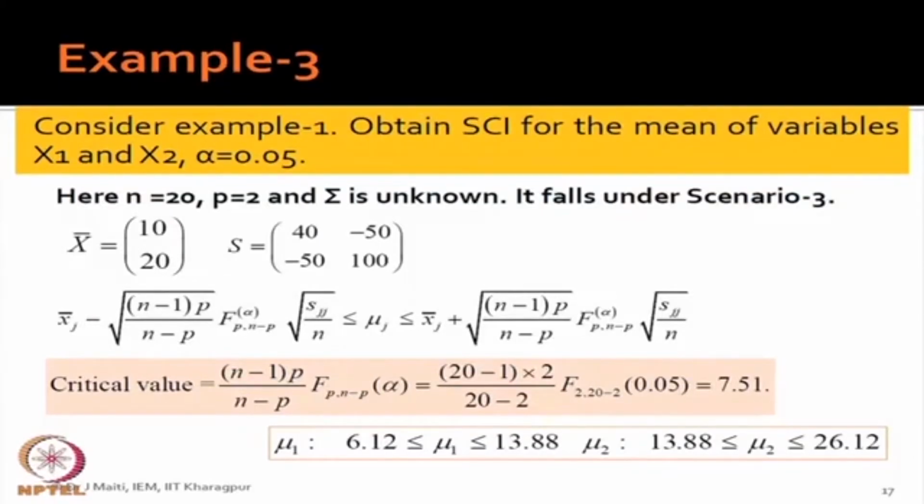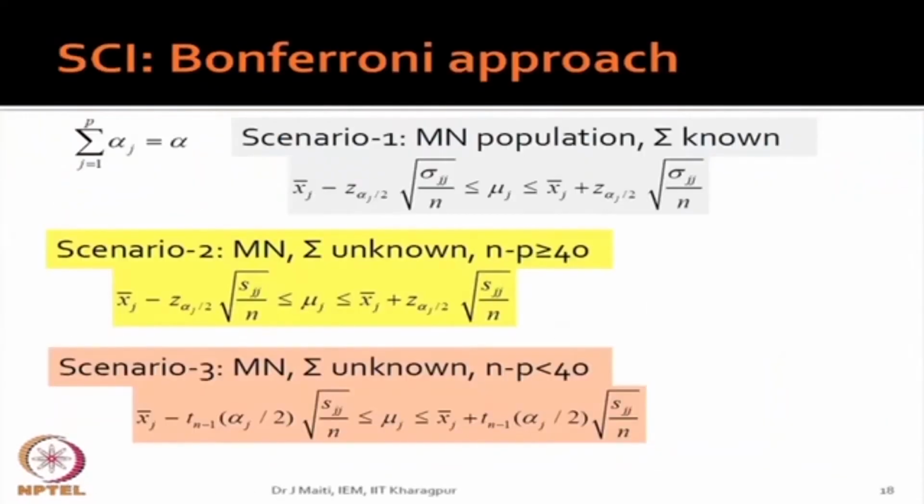So, we will go to the next slide. I hope that you have already found out the mu 1. So, mu 2 is also possible, not a big issue. Then what is the Bonferroni approach? The Bonferroni approach is different from the maximization lemma.